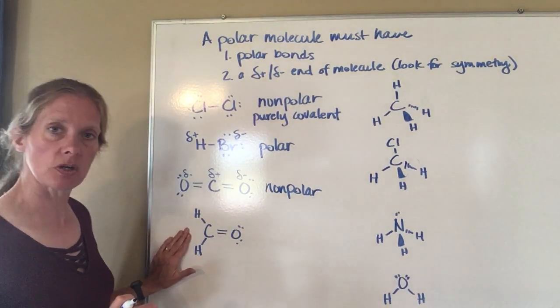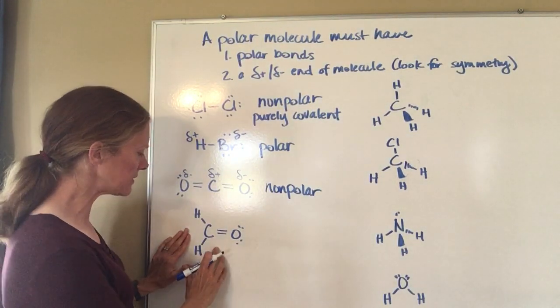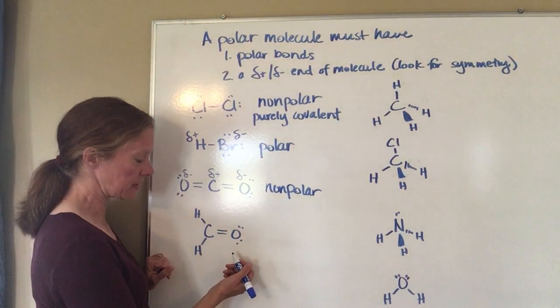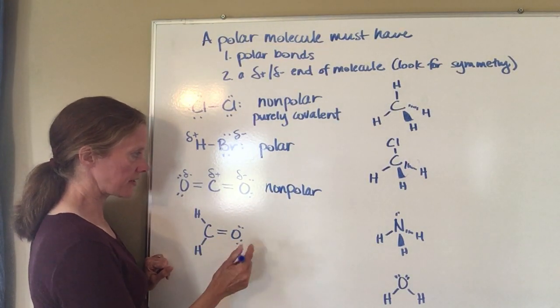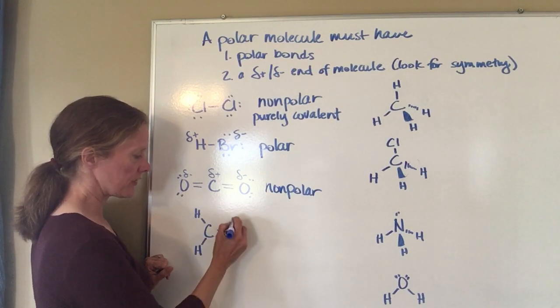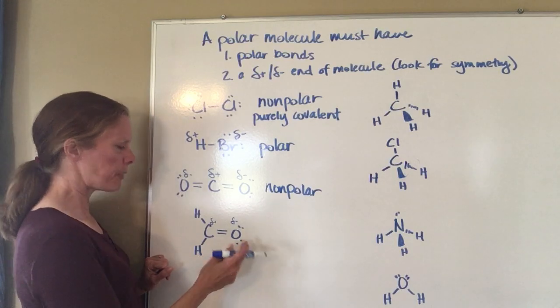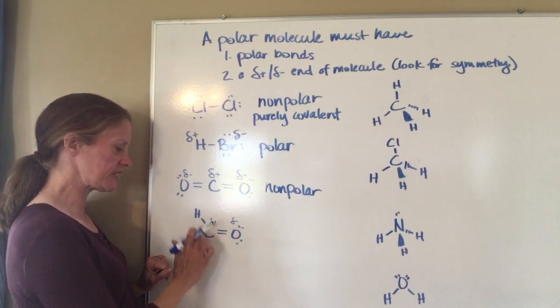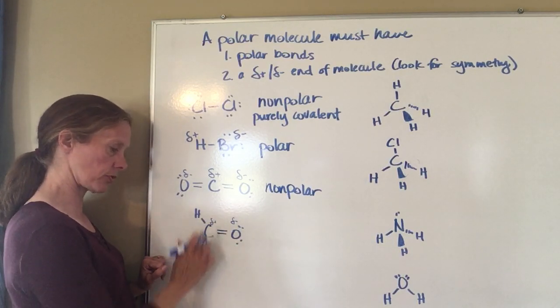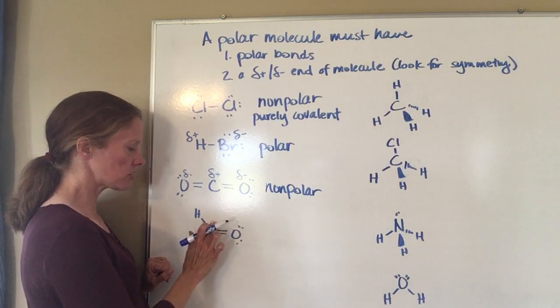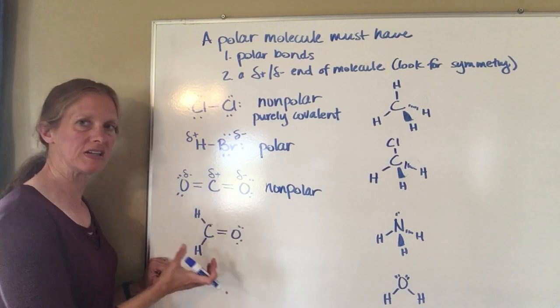Okay? Now let's look at this one. Again, I have partial positive and partial negative bonds in here. So just like up here, this would be partially negative, this would be partially positive. But if I look at this molecule, these bonds over here will also be polar. But if I look at this, this whole molecule is very non-symmetrical.